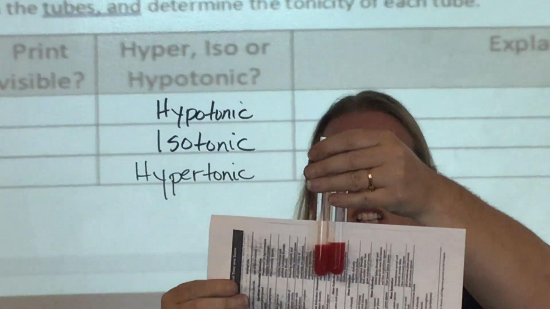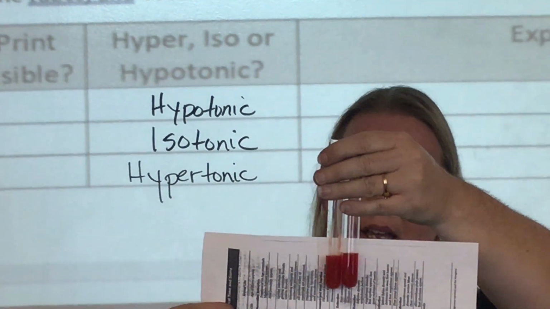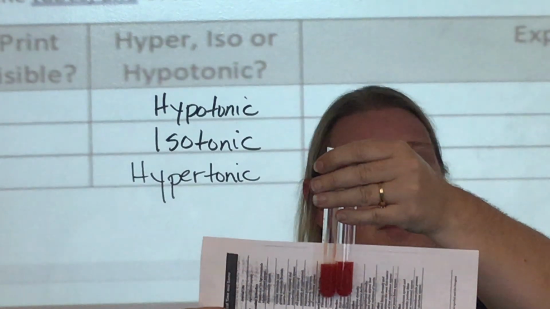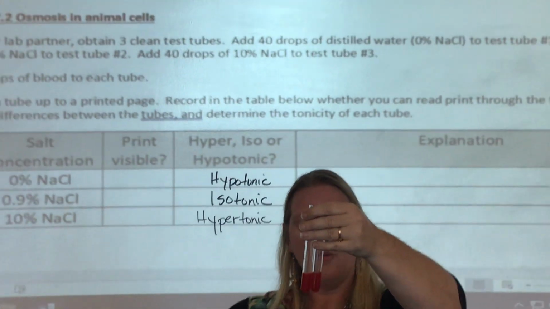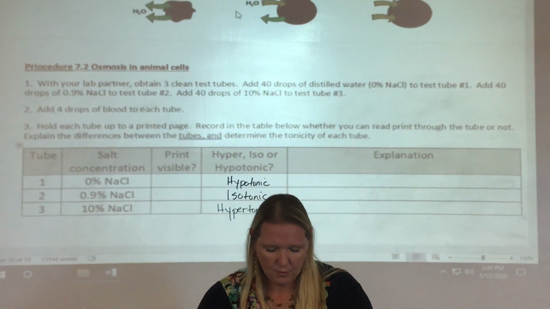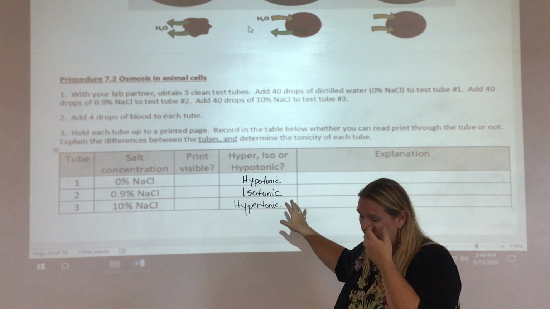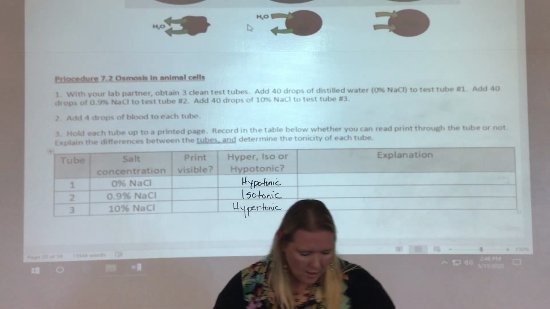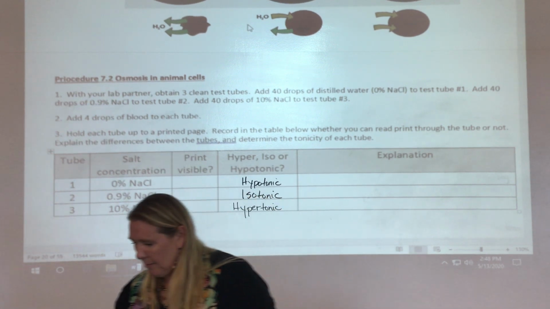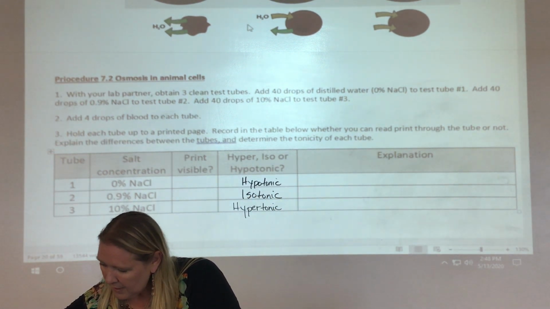But the last one is a little bit darker red. It's the same sample of red blood cells, okay? So why did we get a different color in that? What I want to do is show you a little bit, and then we're going to talk about how to finish this table. I'm going to take 1 drop of each of these and put it onto a slide, and we're going to look at it in the microscope.